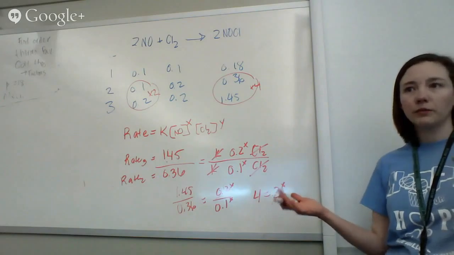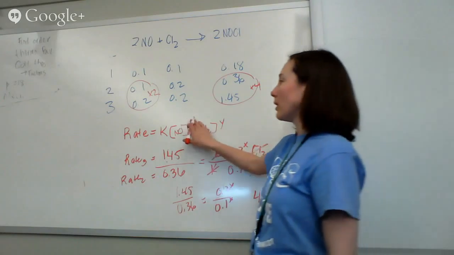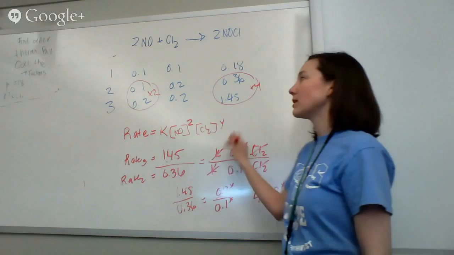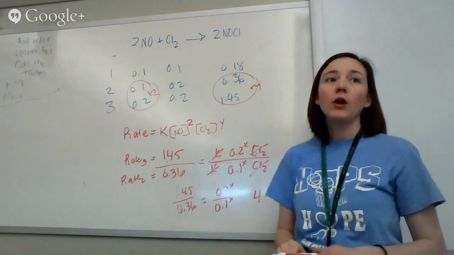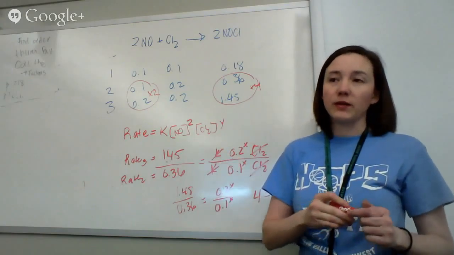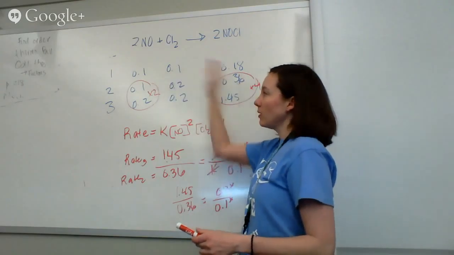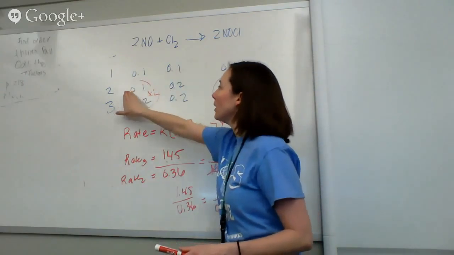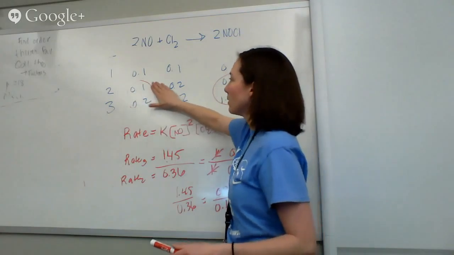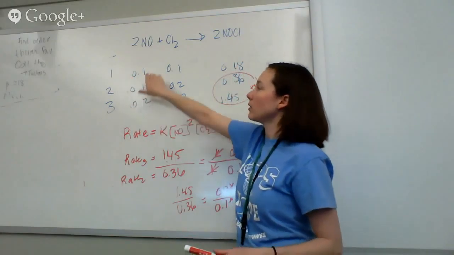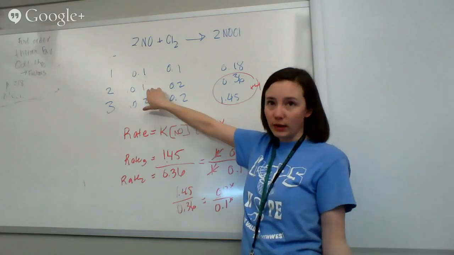So far, so good? Okay. Well, that only tells me what I think NO is. I still have to figure out Cl2. So one of 2 things are going to happen at this point. I'm going to go to my chart and look for places where NO has been held constant. Fantastically, it looks like trial 1 and 2, it was held constant.